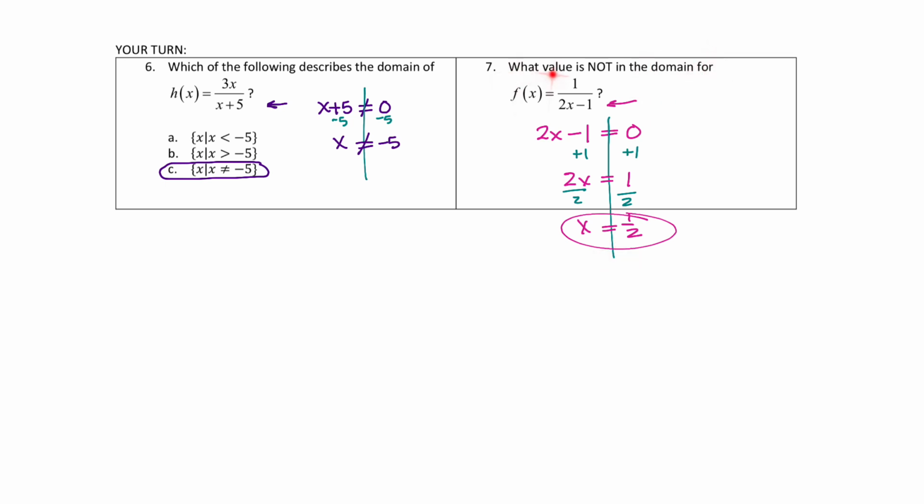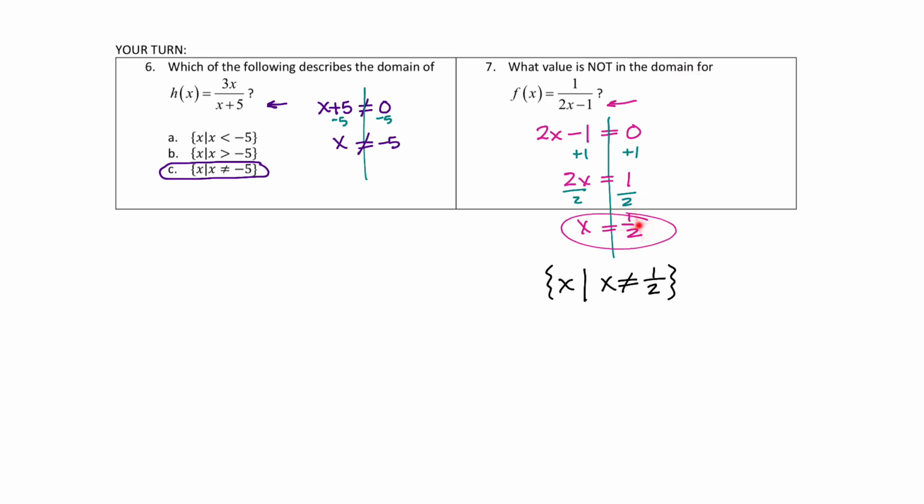Okay? This answered the question, what value is not in the domain for f? X equals 1 half. It didn't say to write it this way. This describes the domain. This is the set that is the domain. Okay? If I were to write number 7 that way, I would have written all x values such that x cannot equal, or does not equal, 1 half. There you go. Okay? But the pink part answered the question. What value is not in the domain?